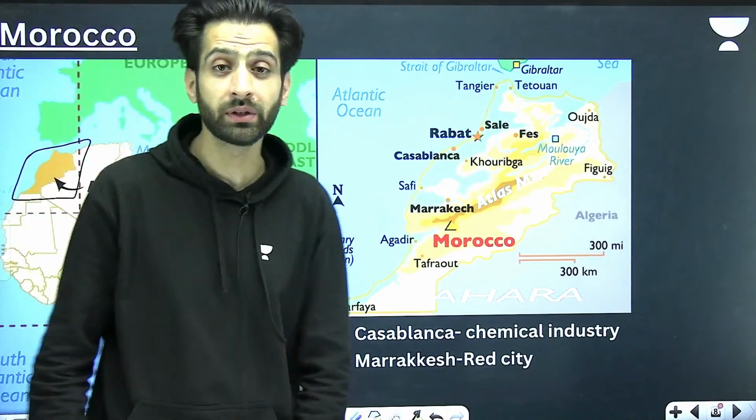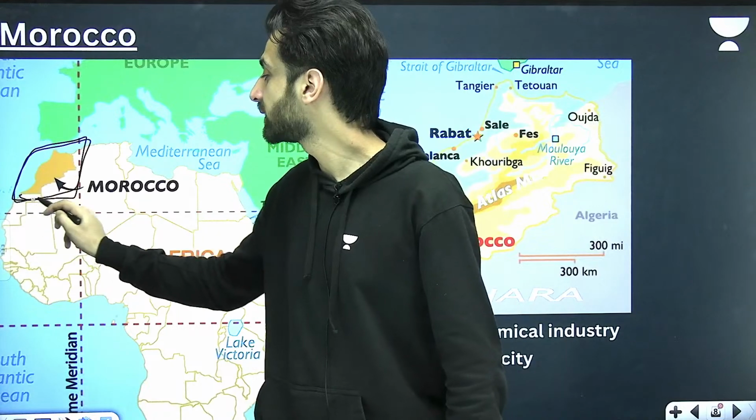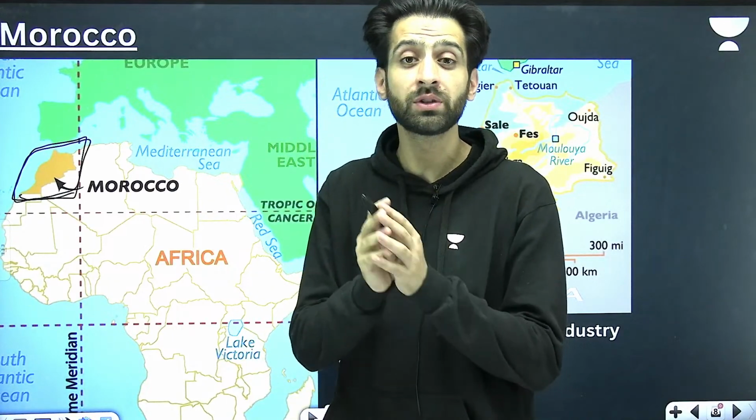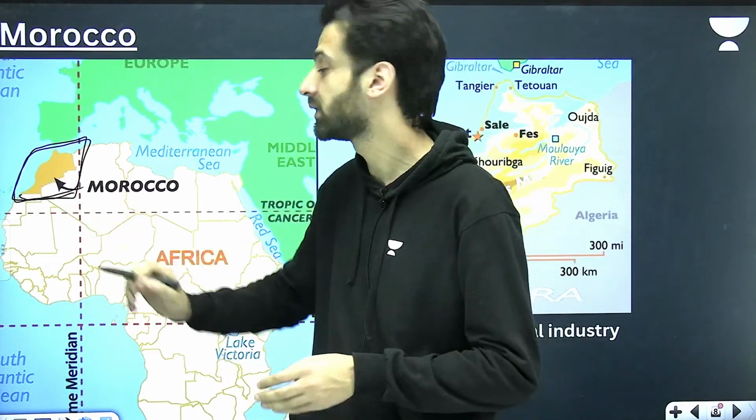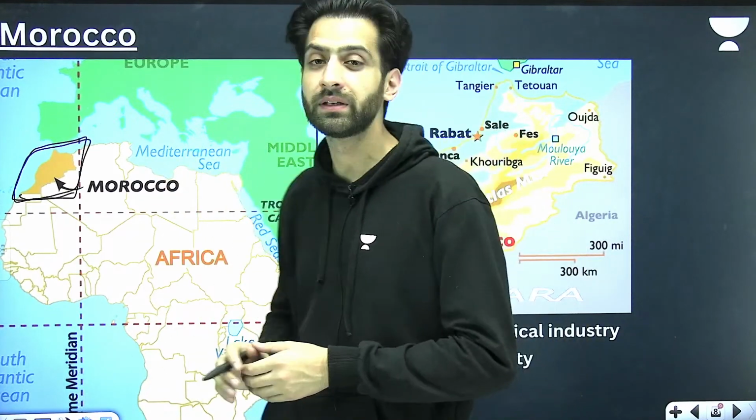Now, we are going to deal with this country first. And the name of the country is Morocco. So where is Morocco located? On the northwestern part, towards the north and the west. It's a bit towards the west. Towards the north and the western part of the African continent.